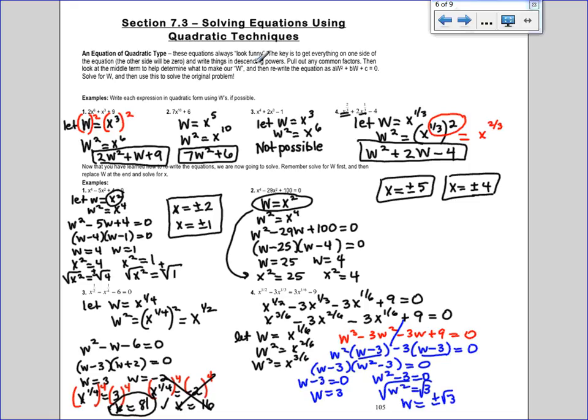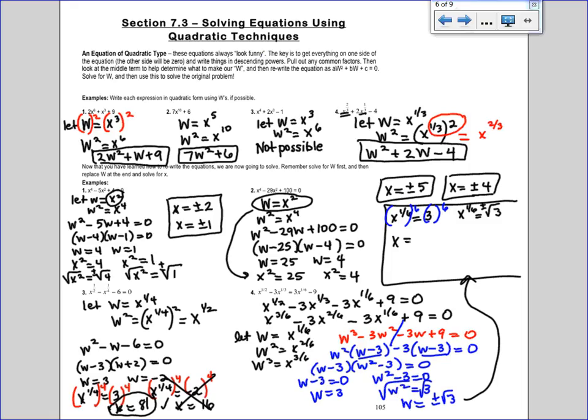Since w is x to the 1/6, I get x to the 1/6 equals 3 right here. So x to the 1/6 equals 3, and x to the 1/6 equals the square root of 3. X to the 1/6 also equals negative square root of 3. I'm going to write that as plus or minus. I'll tell you why I repeat that. So when I try to get rid of that 1/6 power, I raise everything to the 6. X to the 1/6 to the 6 becomes x to the 1. So that's just x. 3 to the 6 is 729.